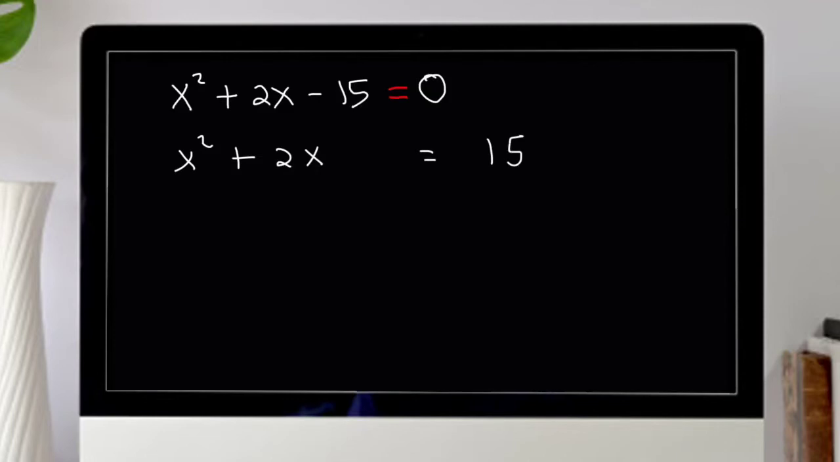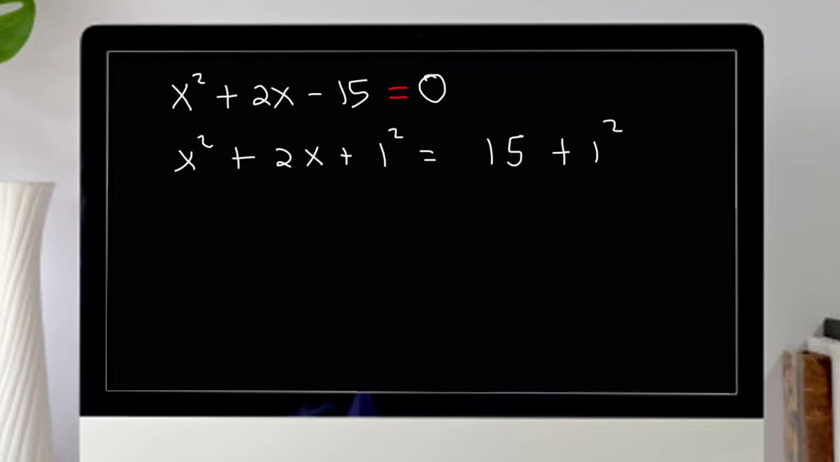Now the next thing we need to do is complete the square. So what you need to do is take this number, the middle coefficient, and divide it by 2. And then you're going to square it. So 2 divided by 2 is 1. Thus we're going to add 1 squared to both sides of the equation. Whatever you do to the left side, you must also do to the right side so that the value on both sides of the equation remain the same.